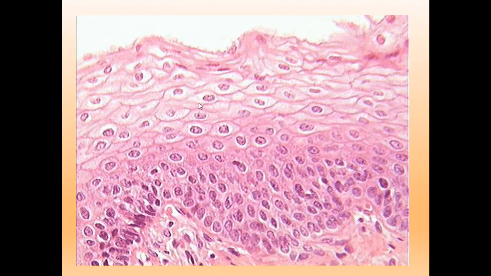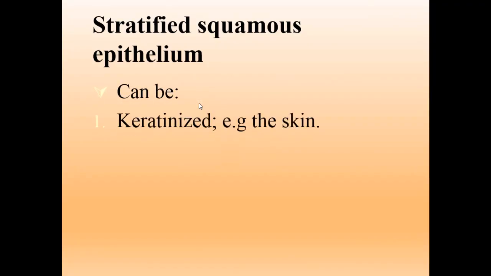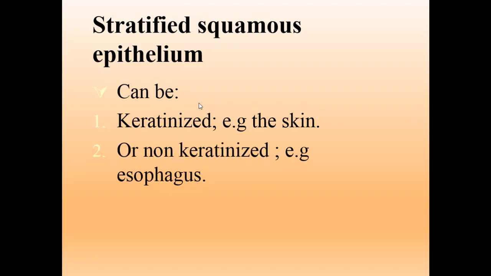According to this, we can divide epithelium into keratinized epithelium, a good example of which is the skin, or non-keratinized epithelium, a good example of which is the esophagus or the vagina. Okay, I guess this is clear, because this is very important.